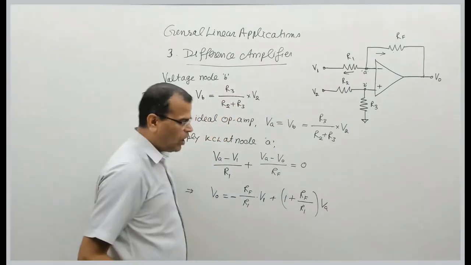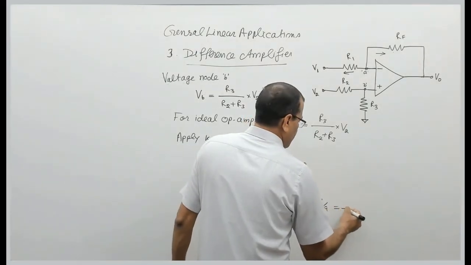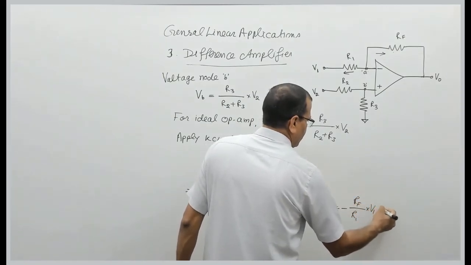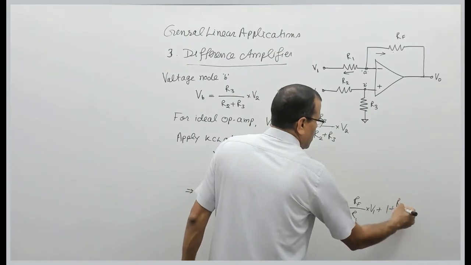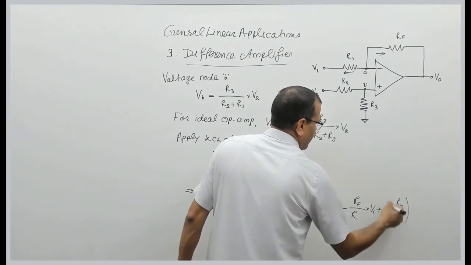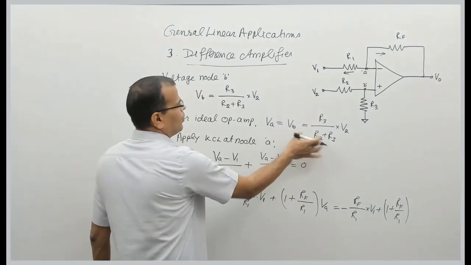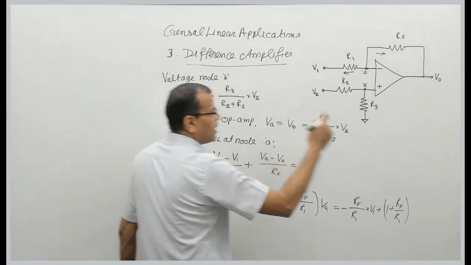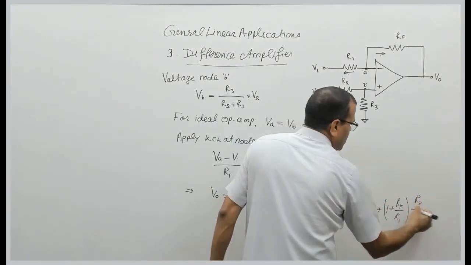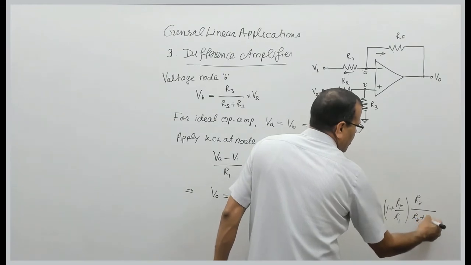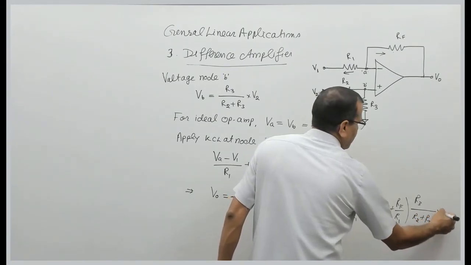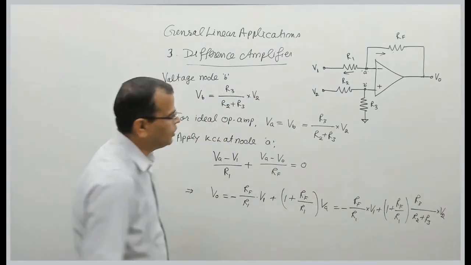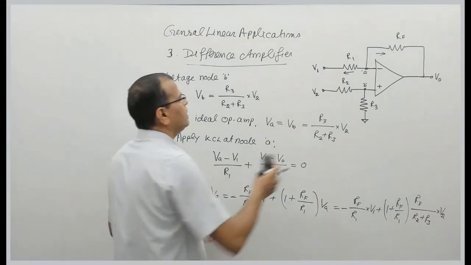So this gives the output voltage equal to minus RF by R1 into voltage V1 plus 1 plus RF by R1 into this voltage. Why? Because VA is VB, and VA is VB, and that is nothing but R3 divided by R2 plus R3 multiplied by voltage V2. This is the expression of the output voltage of this circuit.